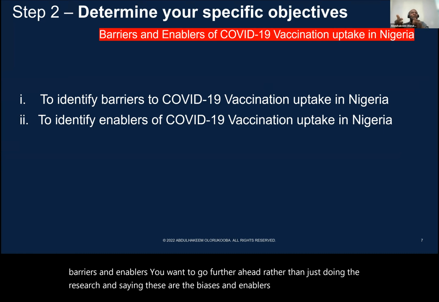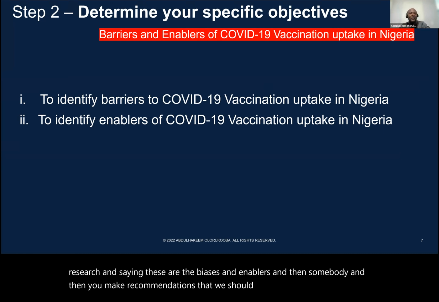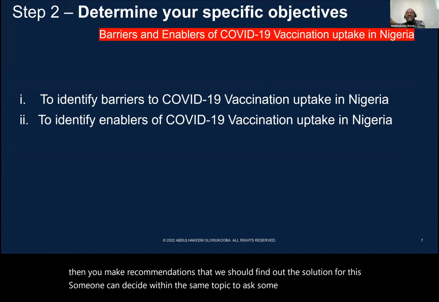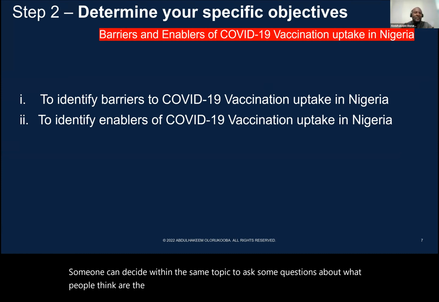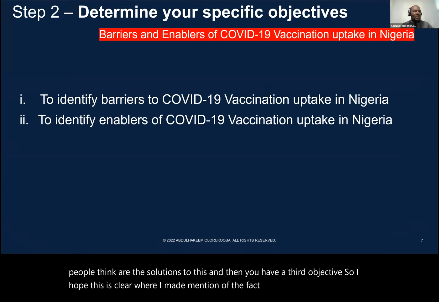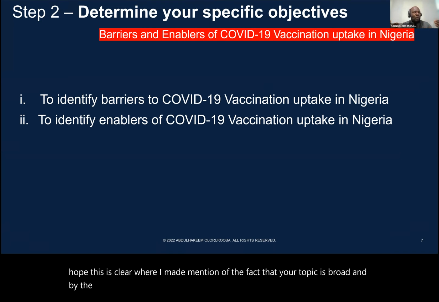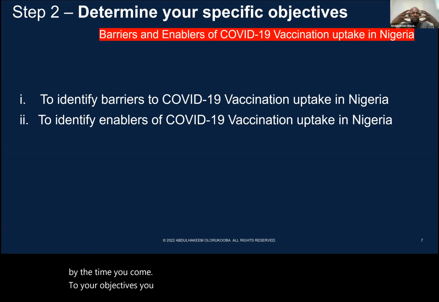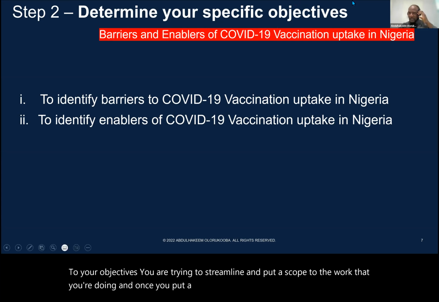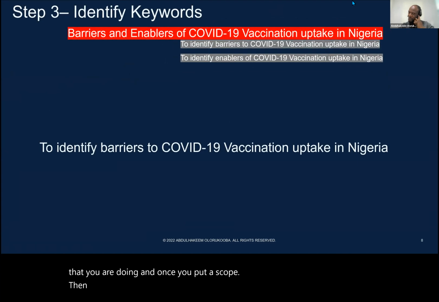And then you make recommendations that we should find out the solution for this. Someone can decide, within the same topic, to ask some questions about what people think are the solutions to this. And then you have a third objective. So I hope this is clear, where I made mention of the fact that your topic is broad. And by the time you come to your objectives, you are trying to streamline and put a scope to the work that you are doing. And once you put a scope, then you are good to go. Okay, so that's that for the objectives.